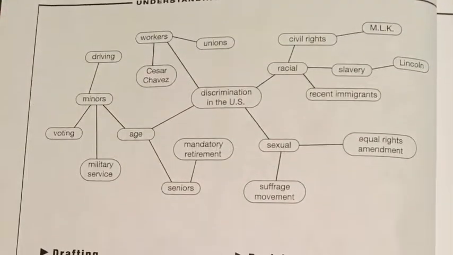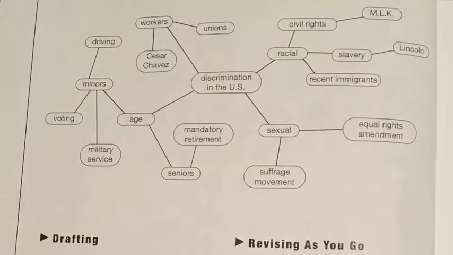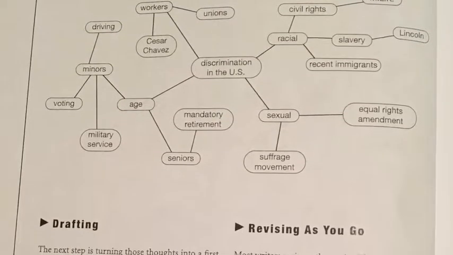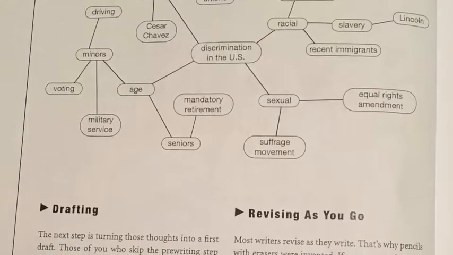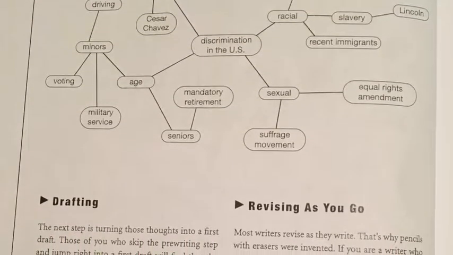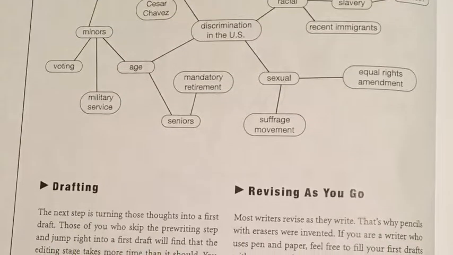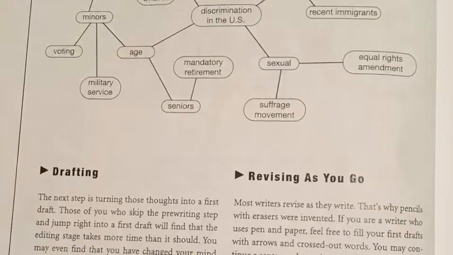Drafting. The next step is turning those thoughts into a first draft. Those of you who skip the pre-writing step and jump right into a first draft will find that the editing stage takes more time than it should. You may even find that you have changed your mind from the beginning to the end of a piece, or that the first paragraph is spent getting ready to say something. That's fine, but be prepared to reorganize your entire draft. Writing with a plan makes the entire writing process easier.